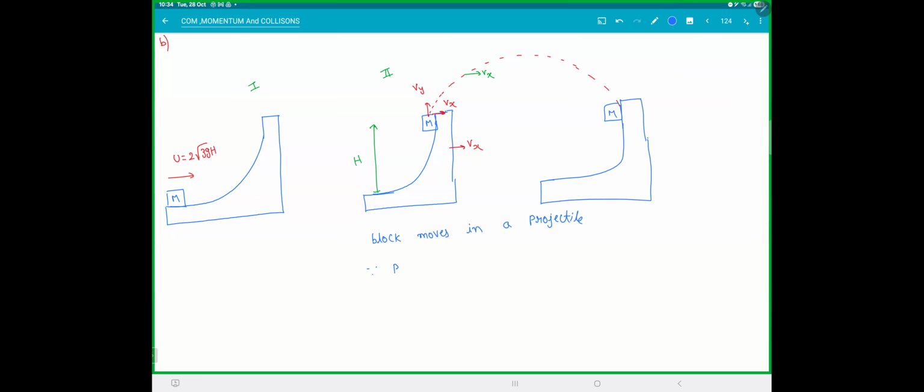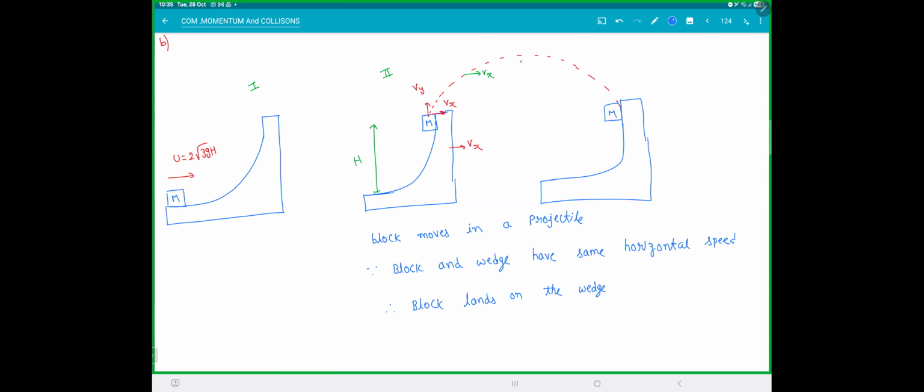And since the block and the wedge have the same horizontal velocity, that means the block is always exactly under the wedge. So if you try to draw the picture, the block will always be like this. The wedge is exactly following below the block. Block and wedge have the same horizontal velocity. Therefore, the block will again come and land on the wedge. So they can ask this question: for how long will the block lose contact with the wedge? Time of flight.